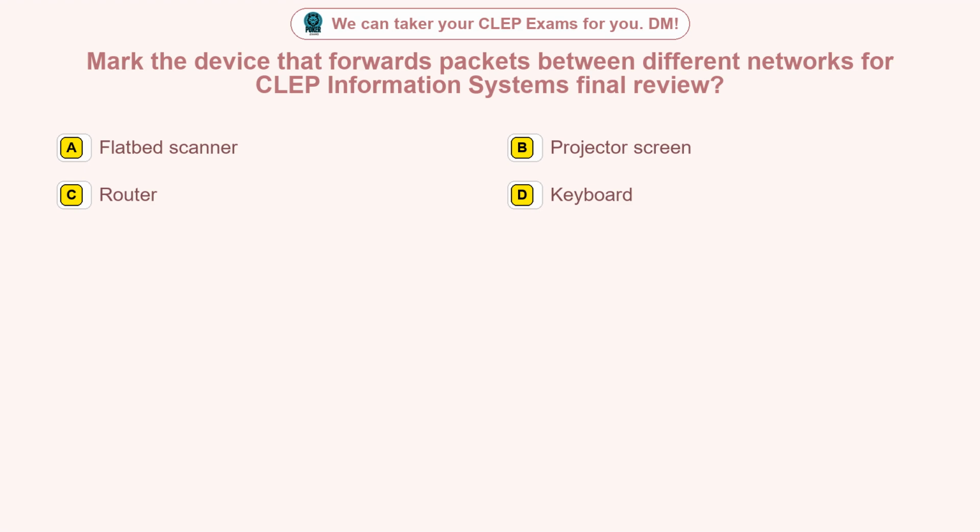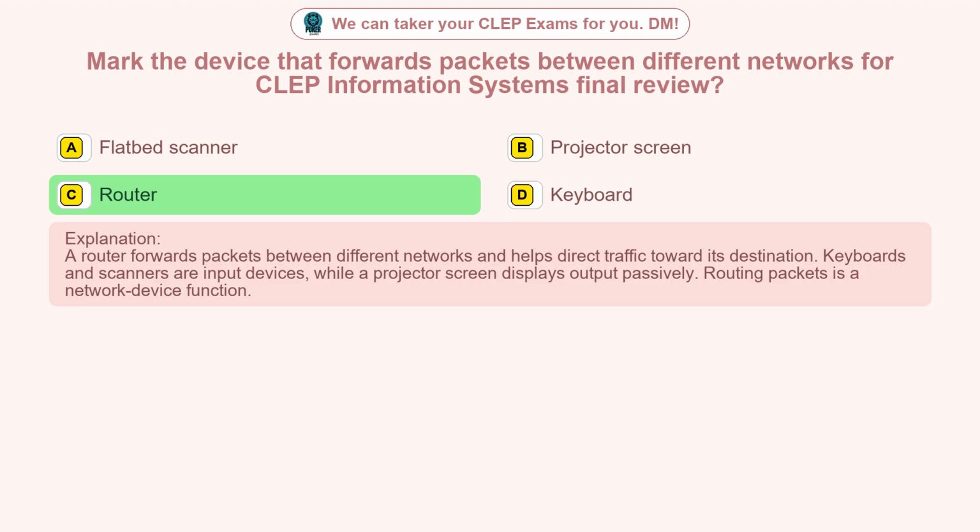Question 56. Mark the device that forwards packets between different networks for CLEP Information Systems final review. Option A, flatbed scanner. Option B, projector screen. Option C, router. Option D, keyboard. The correct answer is option C, router. A router forwards packets between different networks and helps direct traffic toward its destination. Keyboards and scanners are input devices, while a projector screen displays output passively. Routing packets is a network device function.